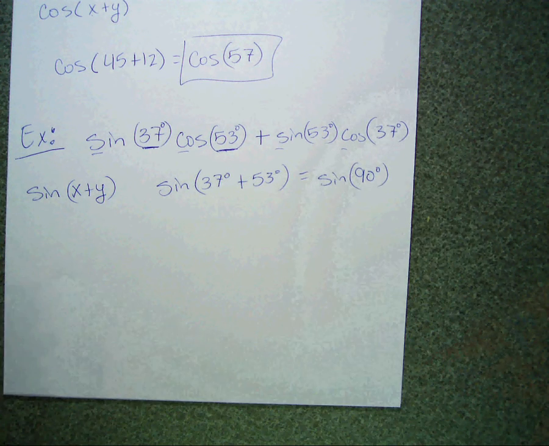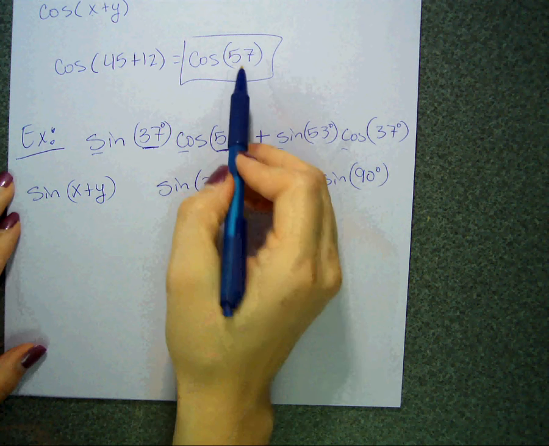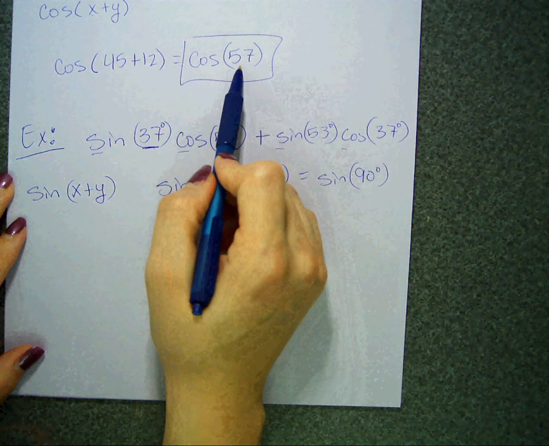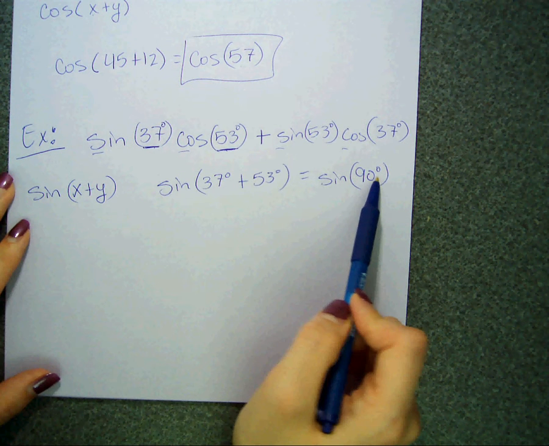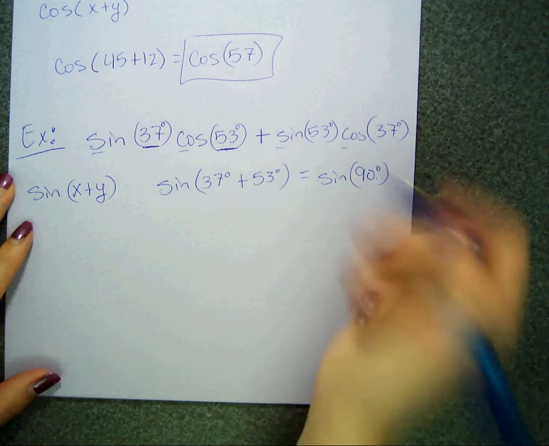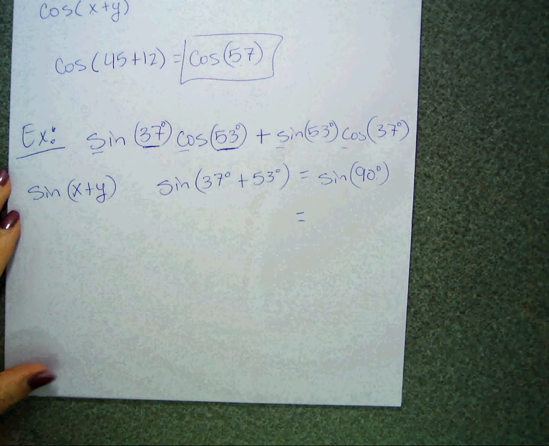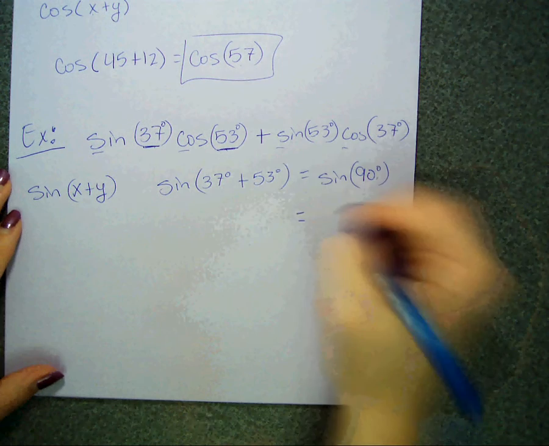And you always want to check. Up here, 57 is not a pretty value on the unit circle, but 90 degrees definitely is a pretty value. We memorized our unit circle because we're so fancy, and sine of 90 degrees is just 1.